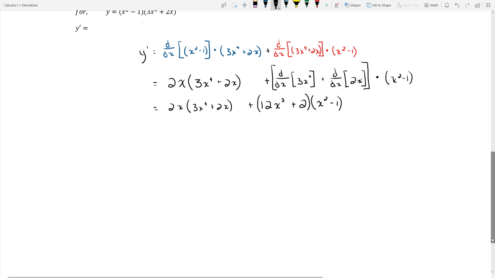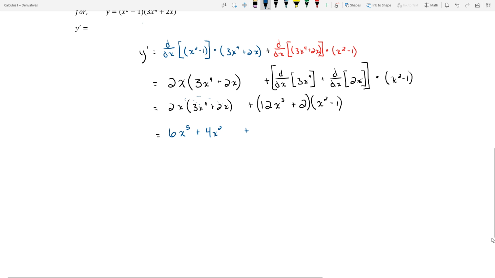All right, we can now distribute, and we'll start again left to right here. So I'm going to distribute this 2x times 3x to the fourth. Well, 3 times 2 gives me 6, and an x times x to the fourth, we're just going to add those powers together. So we have 6x to the fifth plus, and then 2x times 2x, which is going to give us 4x squared.